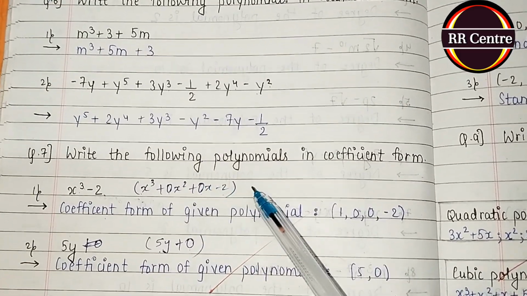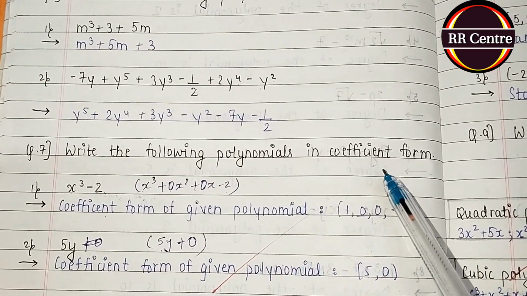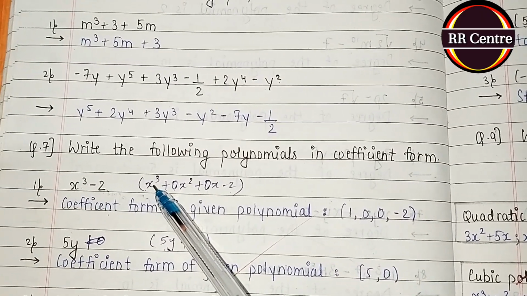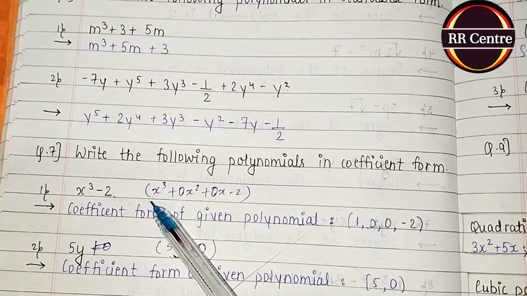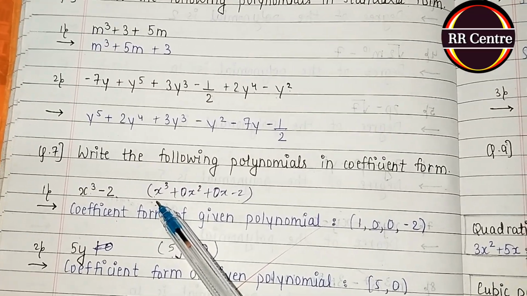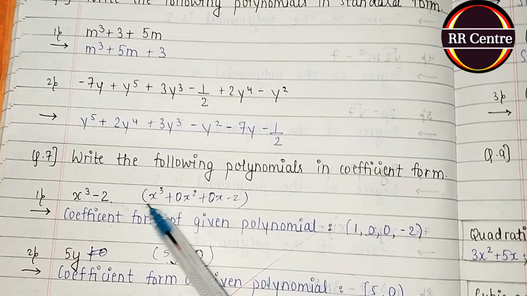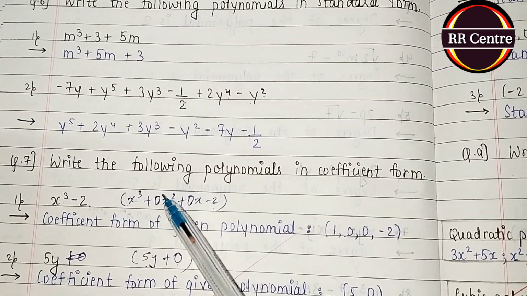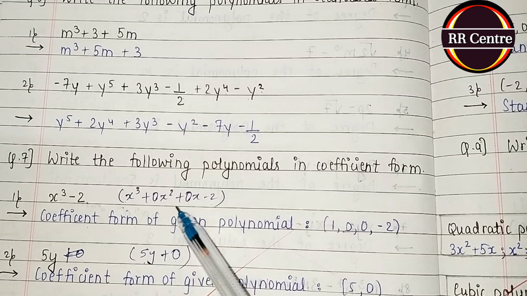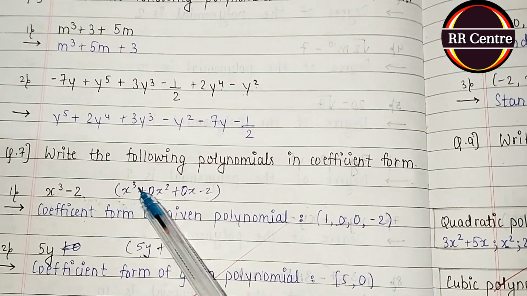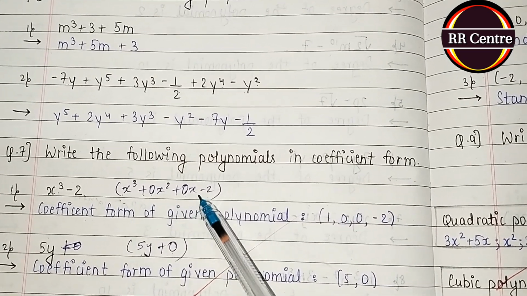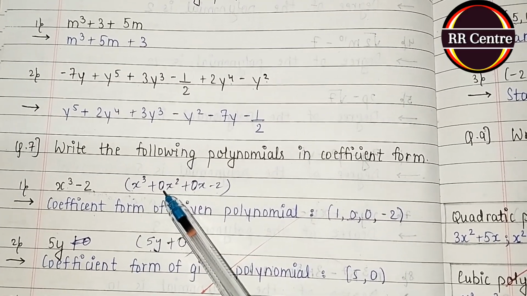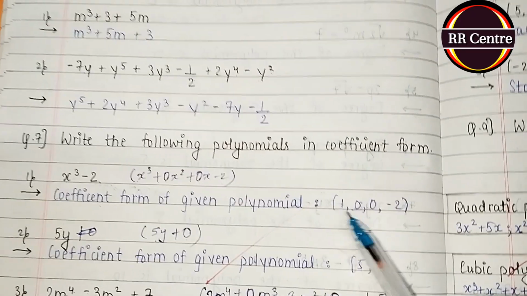Write the following polynomial in coefficient form. Coefficient form लिखना है, right? It means the number with the variable, with the coefficient is there. So first one is 1. Now index power is missing, so you can write as 0x square plus 0x minus 2. So x cube plus 0x square plus 0x minus 2. What is the coefficient? 1, 0, 0 and minus 2, right?